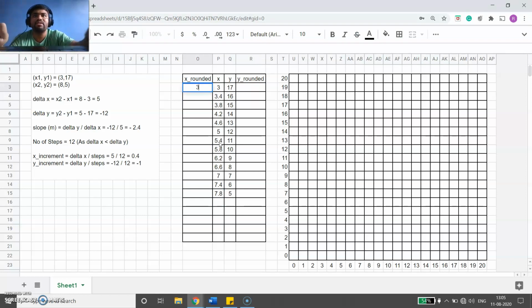So let's start rounding. This will become 3, this will again become 3, this will become 4, this will become 4, this will become 5, this will be 5, this will be 5, this will be 6, this will be 6, this will be 6. 6.6 will become 7, 7 will stay 7, 7.4 will stay 7, 7.8 will become 8. So now we have x rounded and y to be plotted.